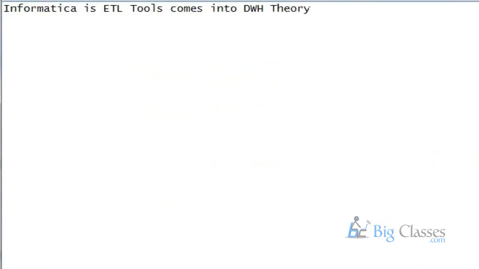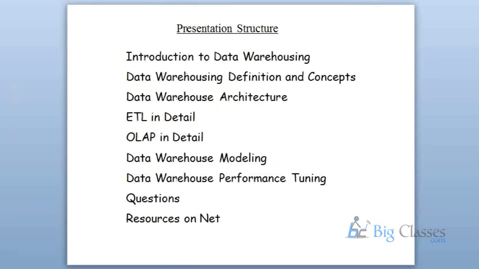So for this particular reason, for the first 3 to 4 classes, we'll try to understand the concepts of data warehousing. Once that is done, the Informatica training will be started. That is the reason.